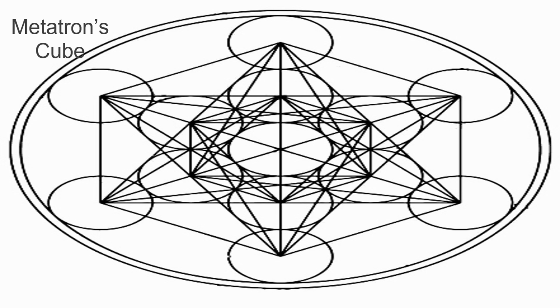Metatron is an angel recognized in all 3 Abrahamic religions: Judaism, Islam, and Christianity. He is known to specialize in mathematics, discipline, order, and divine timing. This symbol, known as Metatron's cube, aligns with this celestial being.